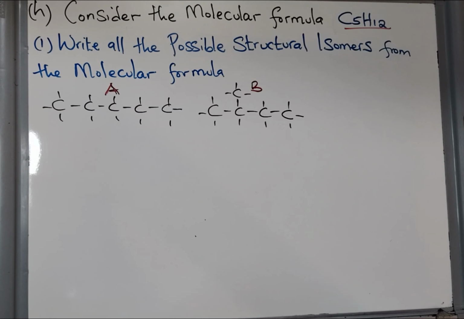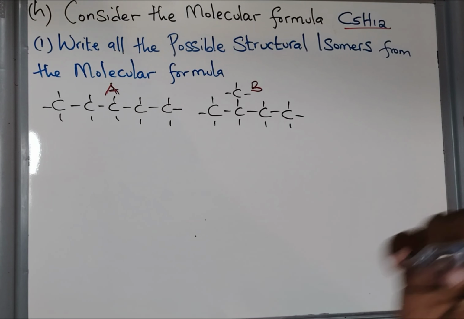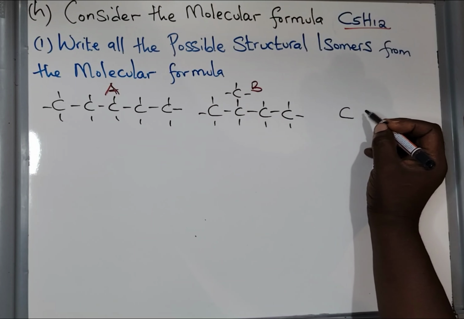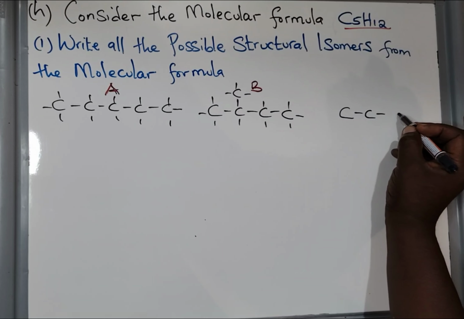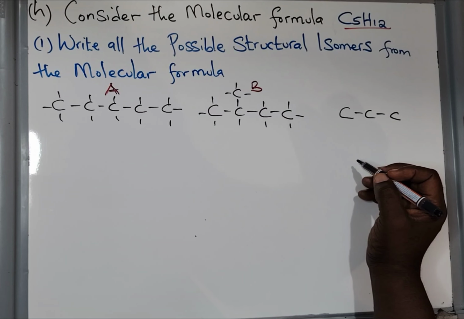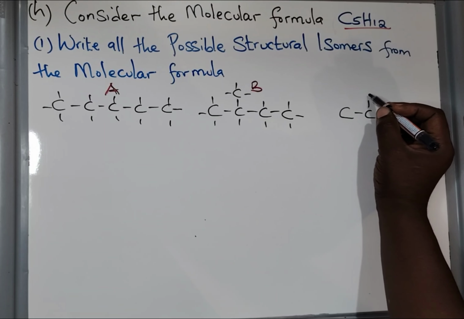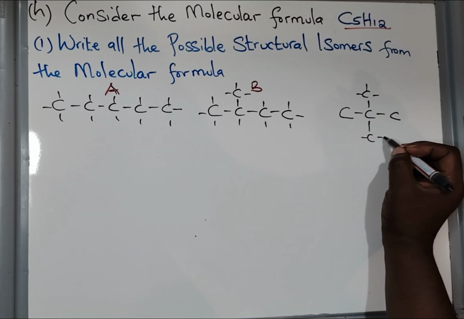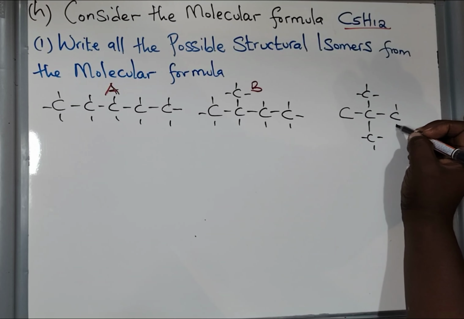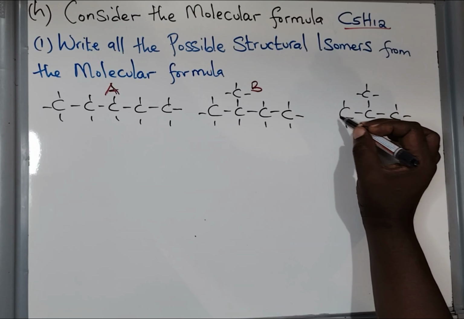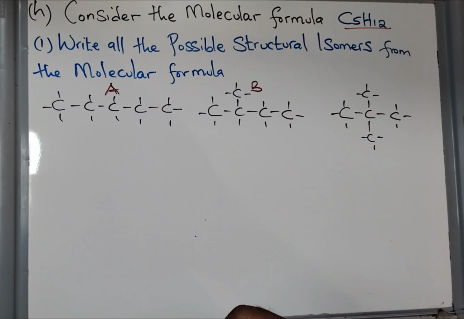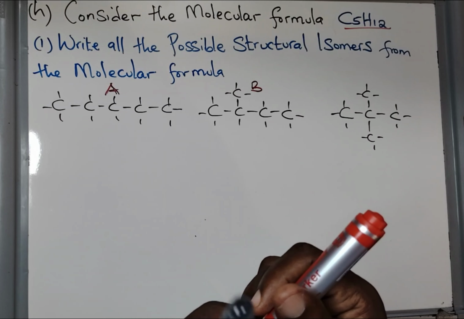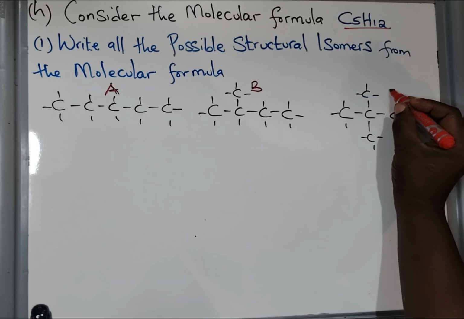Okay, let's try another one. Another one is C, C, C with a branch up, another branch below, and then we indicate all the bonds, and we can call that one C.